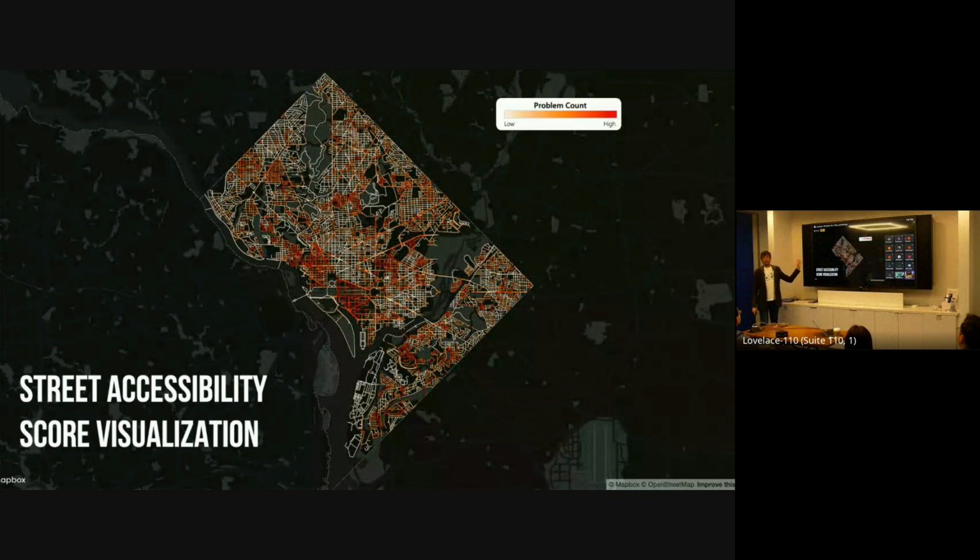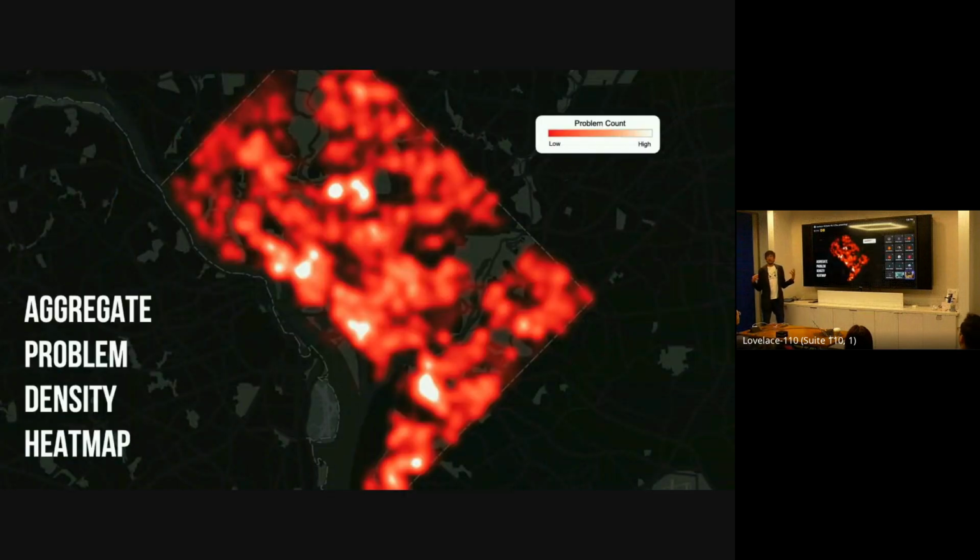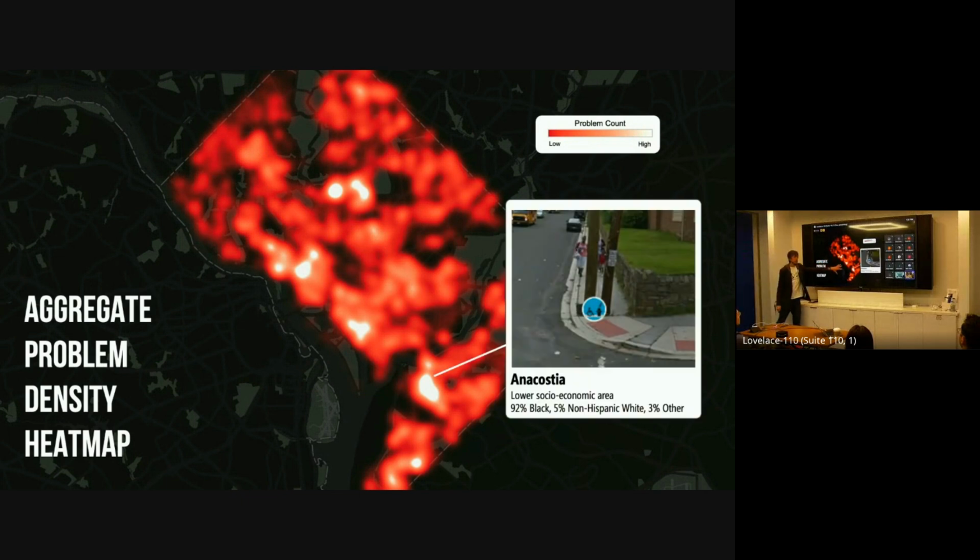access. So this is one algorithm where we're scoring the streets. We could also do a point-wise visualization. And here we're starting to actually see maybe some patterns in our visual perception system, like these two hotspots might be more salient for you. Or we can combine missing curb ramps, surface problems, and obstacles together and make an aggregate problem density heat map. And again, we see those two bright spots.